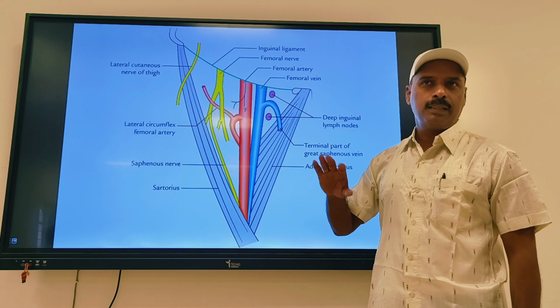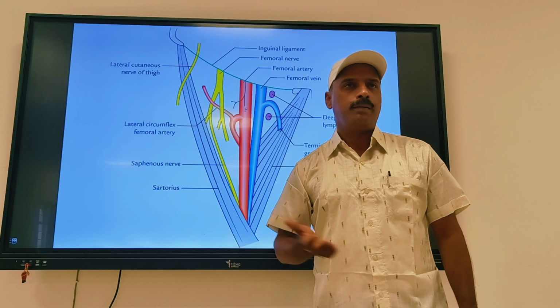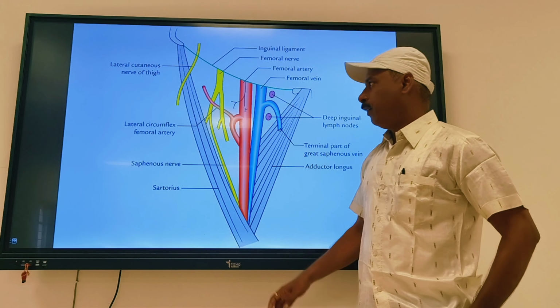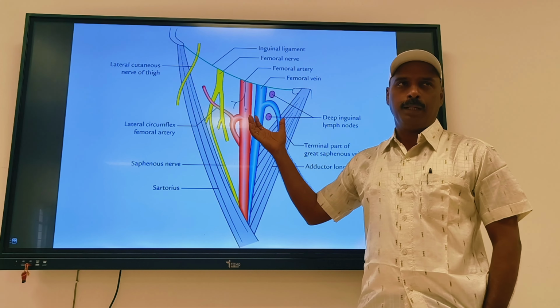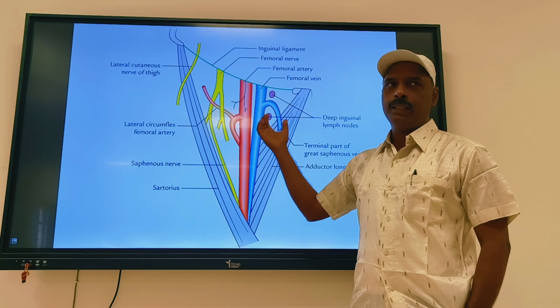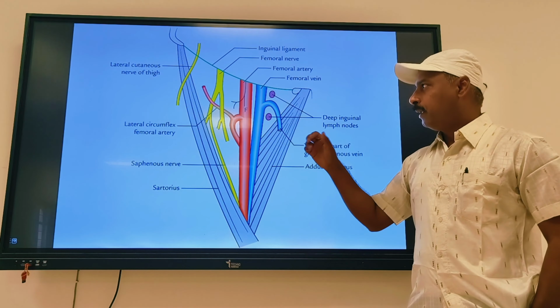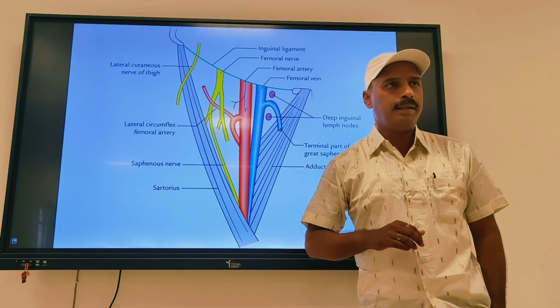Today we are going to discuss the two major arteries and veins of the lower limb. Whatever you are going to get in the lower limb, in the content of the femoral triangle you have come across, that is the femoral artery and femoral vein. These are the great vessels of the lower limb. In this we are going to deal with the most important one, that is the femoral artery.